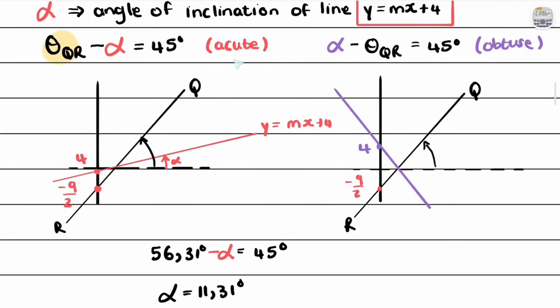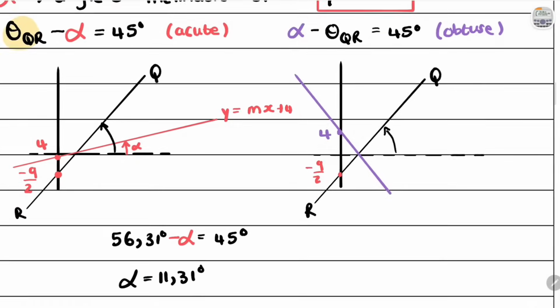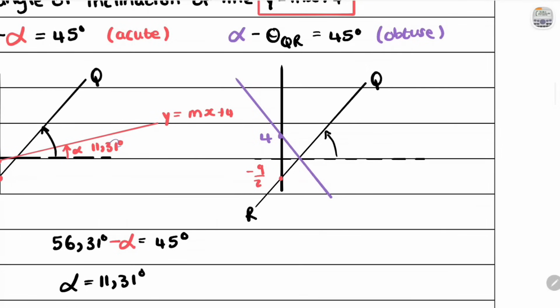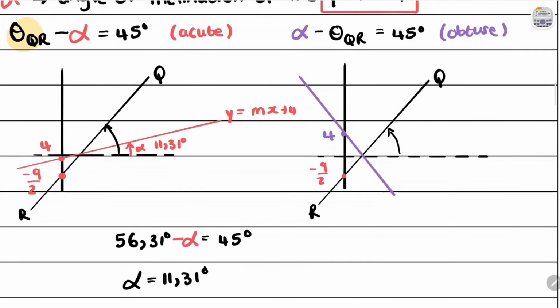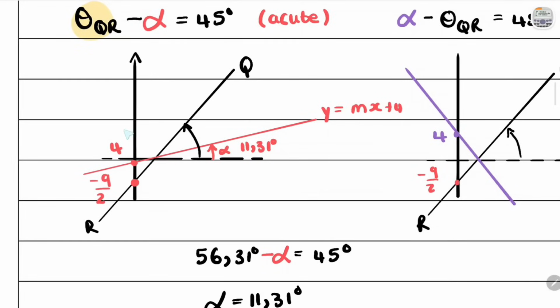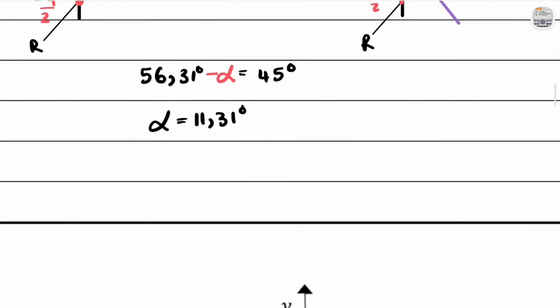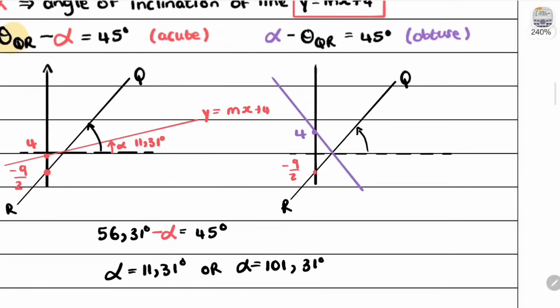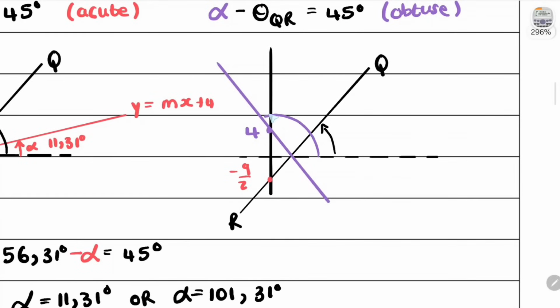But remember, we're considering two cases. Alpha could be acute or it could be obtuse. If it was acute, it would be 11.31 degrees. If it was obtuse, it would be this acute angle plus 90 degrees, because it needs to be obtuse, meaning it needs to reach the second quadrant. So from here, we would simply add 90 degrees, and alpha could also be 101.31 degrees. So these are the two possibilities of alpha. Alpha could have been acute as well.